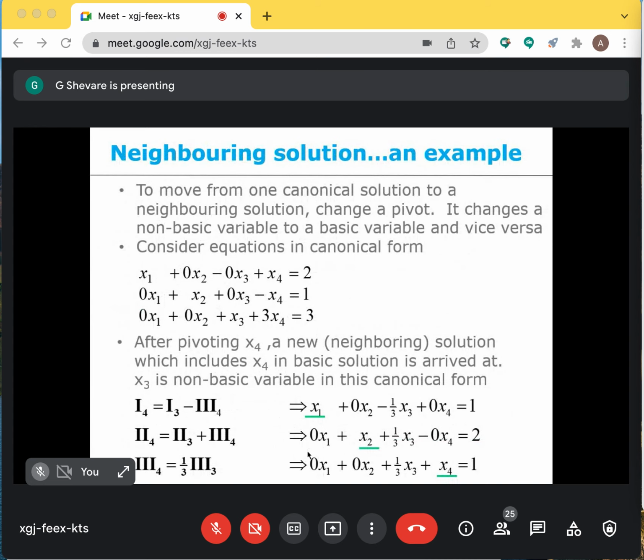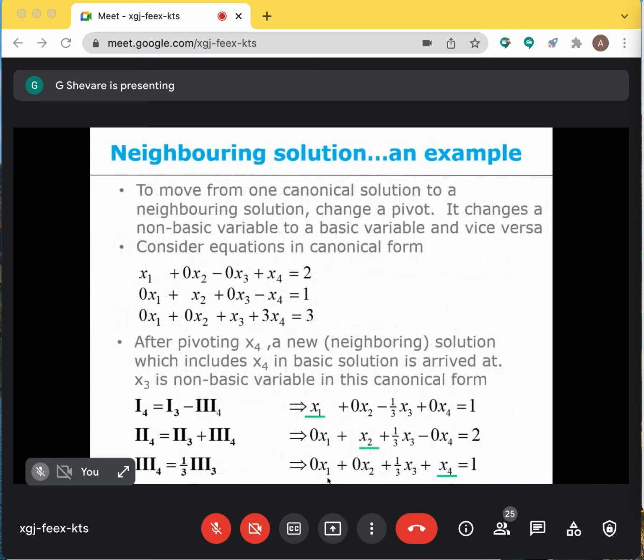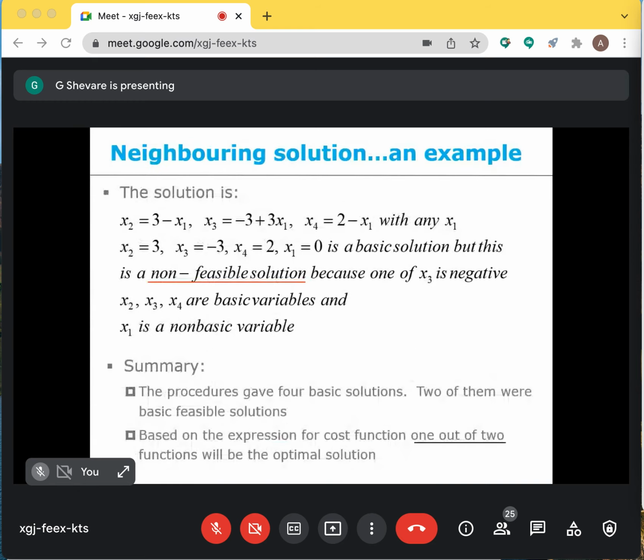So for example, here, if I do the transformations in this slide, my x1, x2 and x4 can be written in terms of x3. So x1, x2 and x4 are becoming basic variables while x3 becomes a non-basic variable. And like that, I keep doing this whole thing. Finally, you get various solutions one after the other, and for each one of these solutions, you find out what is the value of J. So this procedure will give you 4 basic solutions.